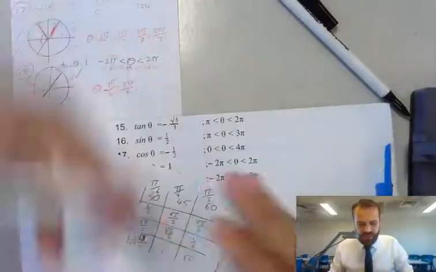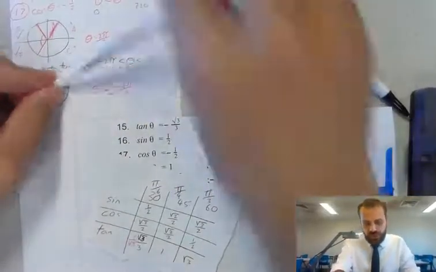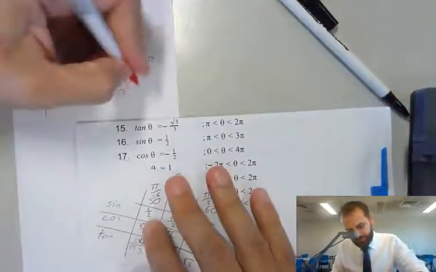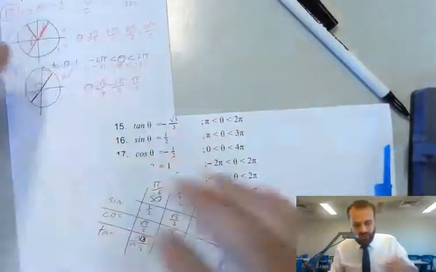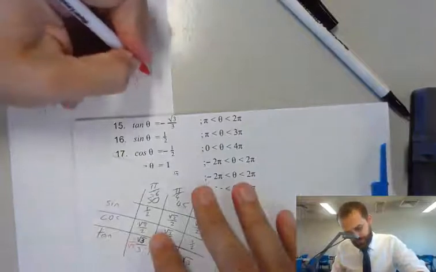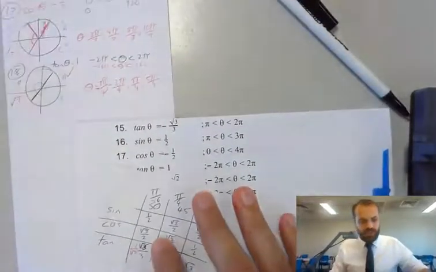The next answers, now we can work forward. Pi on 4, pi on 4, 2 pi on 4, 3 pi on 4, 4 pi on 4, 5 pi on 4. Done. Alright.